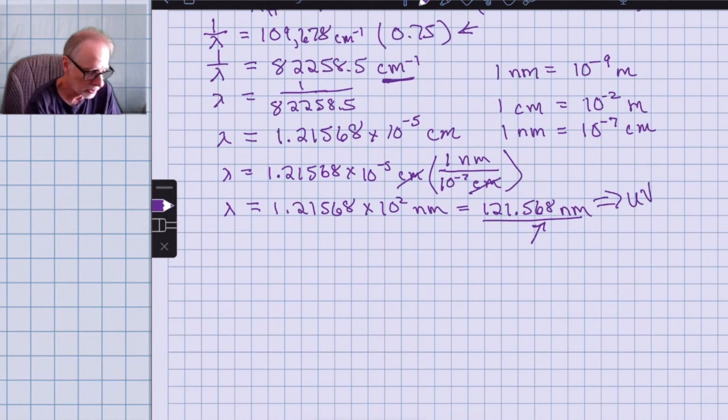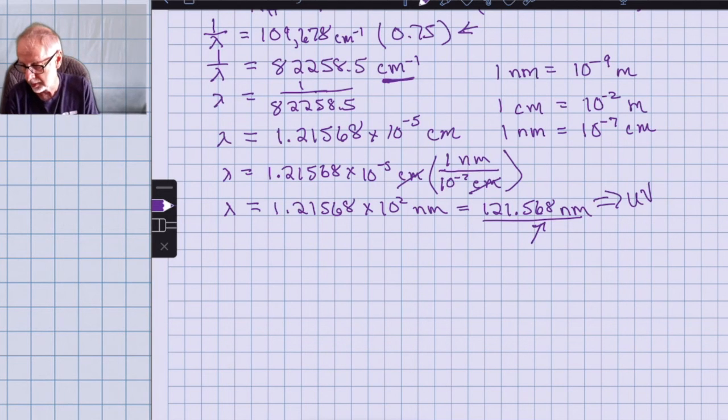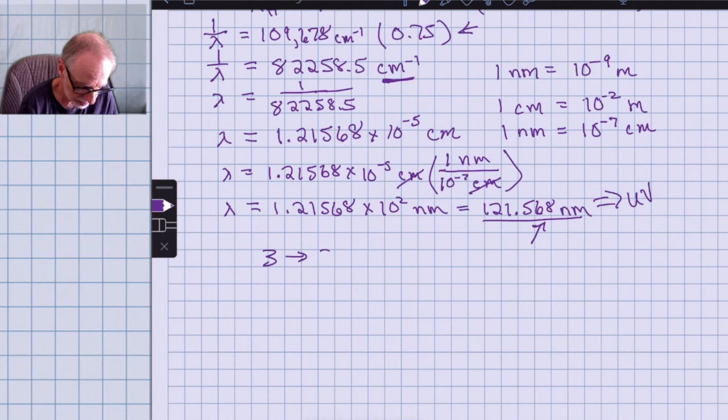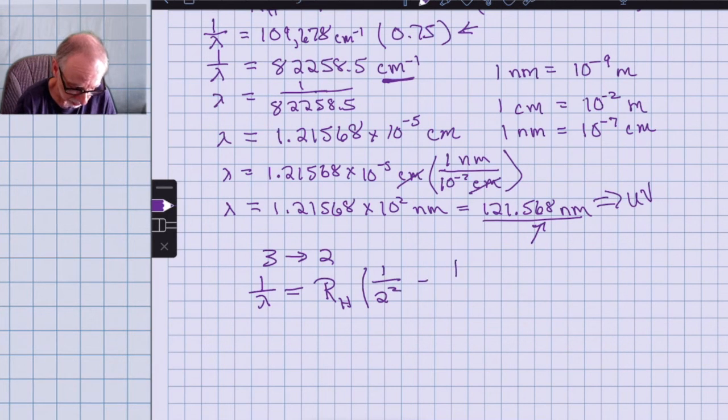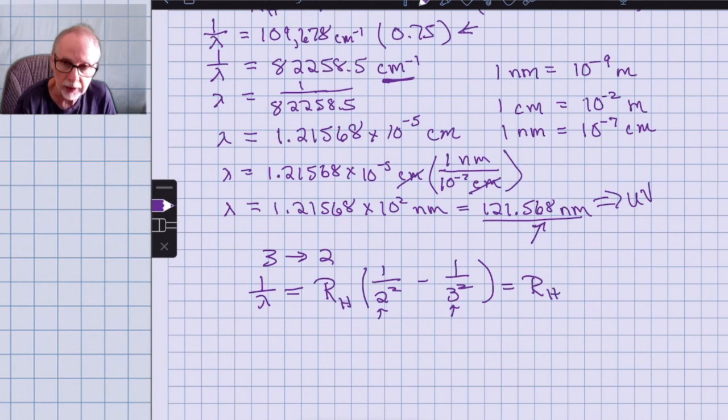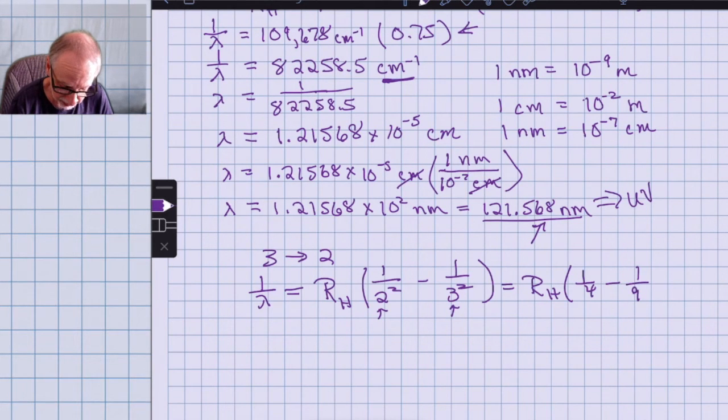So if we're going from level 3 to level 2, then the Rydberg equation is going to be 1 over lambda equal to the Rydberg constant times 1 over 2 squared minus 1 over 3 squared. And again, that's level 2 to level 3. All right? So that's going to be the constant times 1/4 minus 1/9. Okay? And so let's go ahead and do that in Excel.